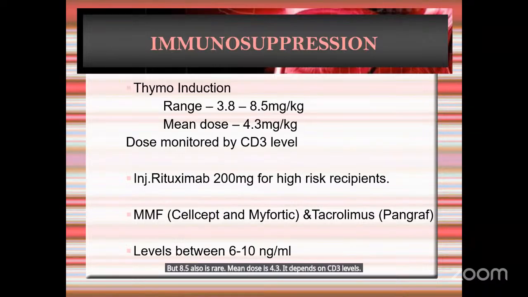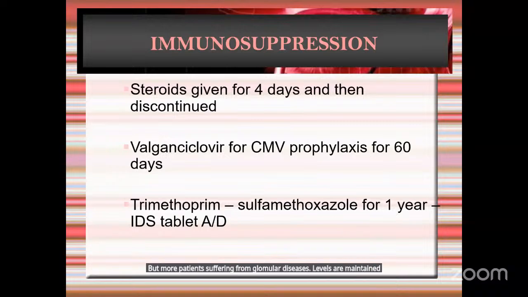And rituximab I'm using for the last 20 years, 200 milligram for high-risk recipients. And I avoid it for elderly diabetics, but more in patients suffering from glomerular diseases. Levels are maintained between 6 and 10.